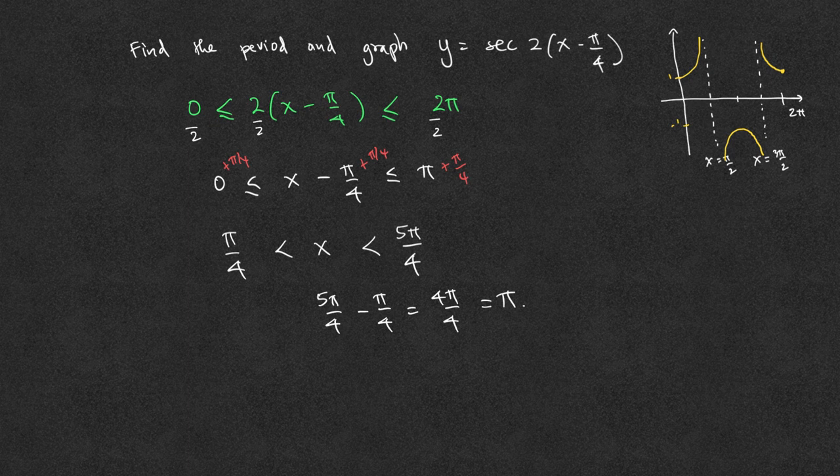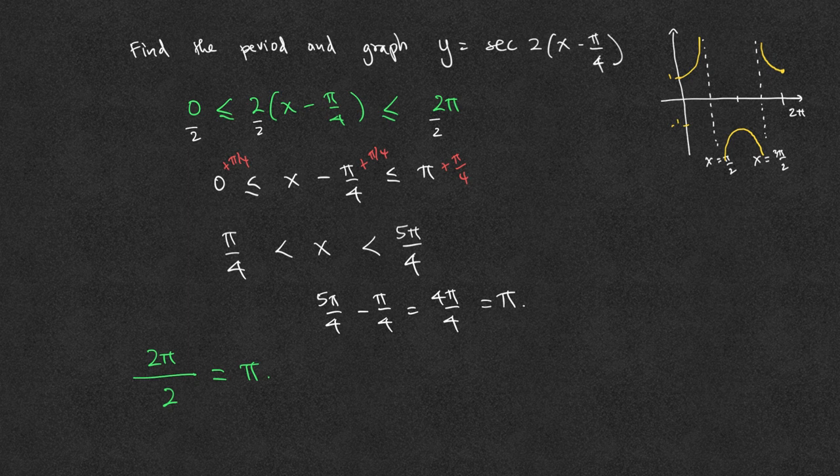or pi. We could have gotten the same period if we take the period of secant, which is 2 pi, divided by the coefficient in front of x inside of the secant function, which is 2. 2 pi divided by 2 is pi, and that is the period. But we needed to isolate x in this case because we want to know where the complete cycle of this function starts. It starts at pi over 4 and it ends at 5 pi over 4.